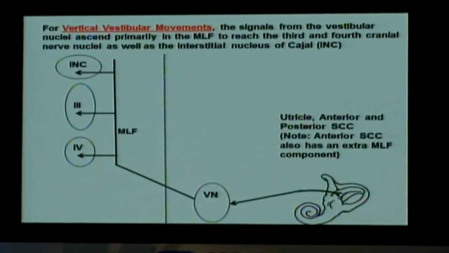Now, a very important point, and this will become clear when we start looking for skew deviations, is to understand a little bit about the pathway for vertical vestibular reflexes. The utricle and the anterior and posterior canals project activity up from the pons to the midbrain, the third and fourth nuclei, and the interstitial nucleus of Cajal. Most of it, but not all of it, runs in the medial longitudinal fasciculus. So we're going to see examples of that.